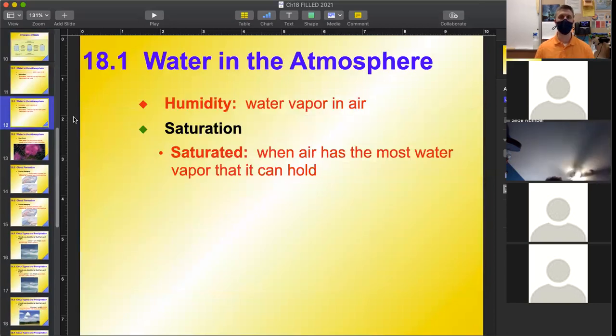Another vocabulary word, humidity. This is one I'm guessing most of us have probably heard before. Just the amount of water vapor in the air, the moisture in the air. Humidity can change from hour to hour depending on what's going on with weather, certainly season to season.